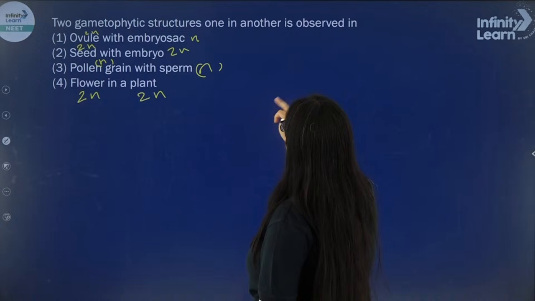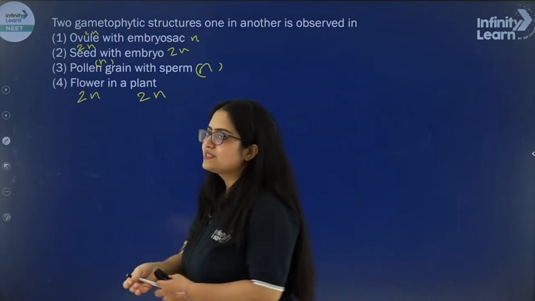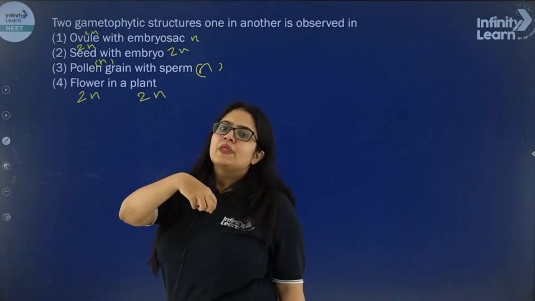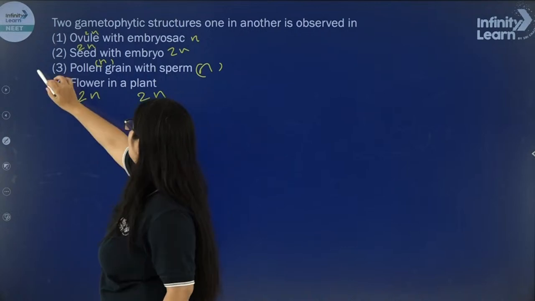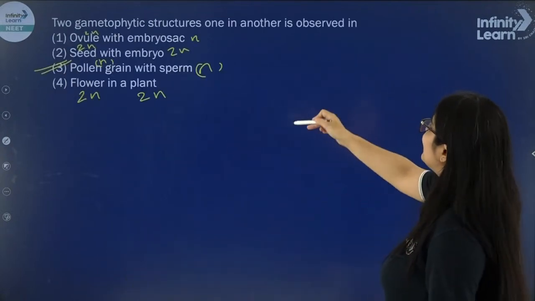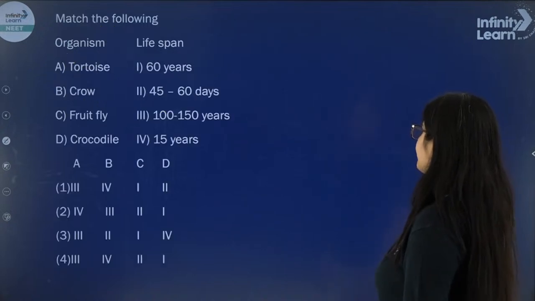So two gametophytic structures, one in the another. It is pollen grain with sperm. So sperm represents gametophytic generation. It is present inside pollen grain, which also represents the gametophytic generation, because both these are haploid. Next question. So sperm, pollen grain with sperm is the 2 gametophytic structures, one in the another.